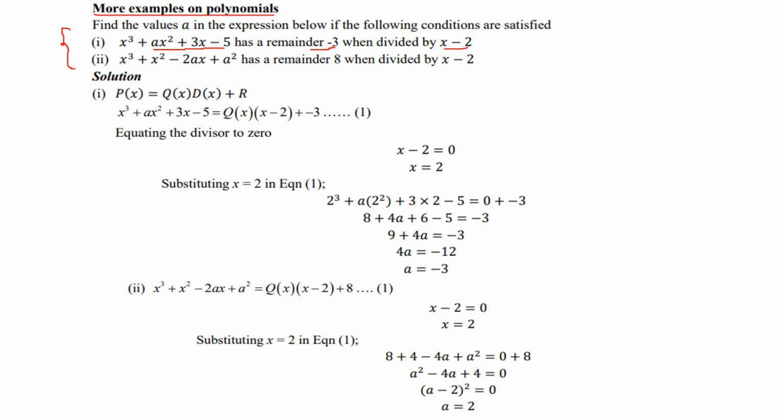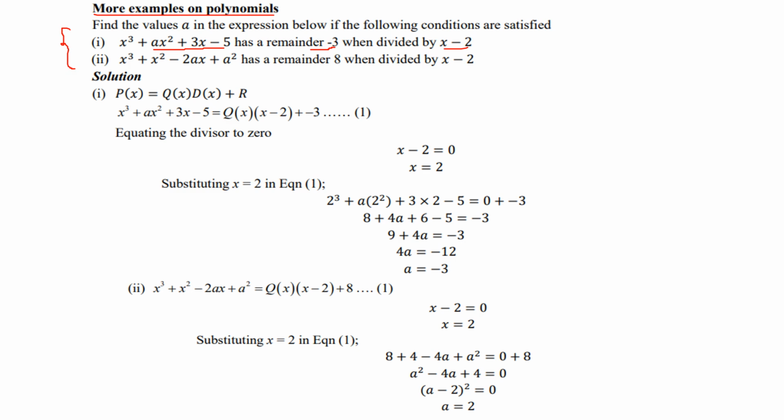Now let's first go through a recap of what I told you. Whenever you are given a divisor, you first equate that divisor to 0, and then you make x the subject. After doing so, you let the given function be the polynomial of x, and then you substitute that value of x, and whatever you get is the remainder.